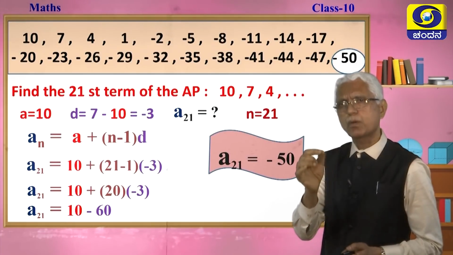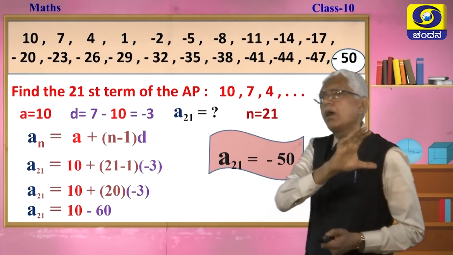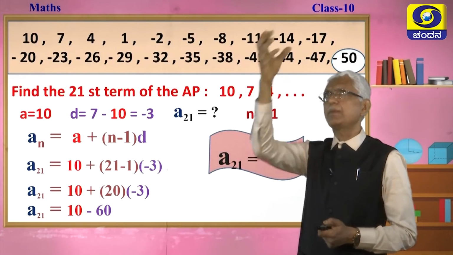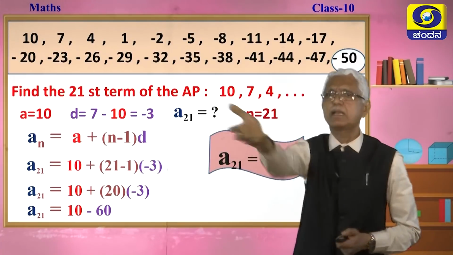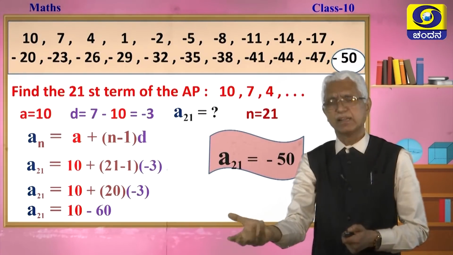I am sure this problem has given you a lot of confidence. Given an AP, what is a, what is d? I want to find the 21st, 101st, 50th, 30th. Find out. Same formula, right?